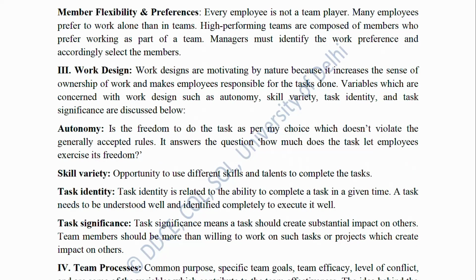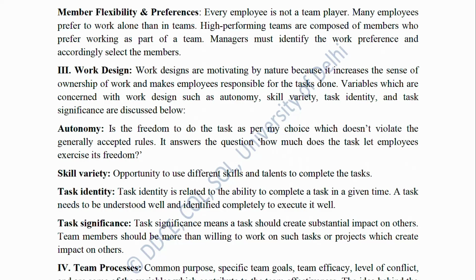Member flexibility and preferences. Every employee is not a team player. Many employees prefer to work alone than in teams. High performing teams are composed of members who prefer working as part of the team. Managers must identify the work preference and accordingly select the members.